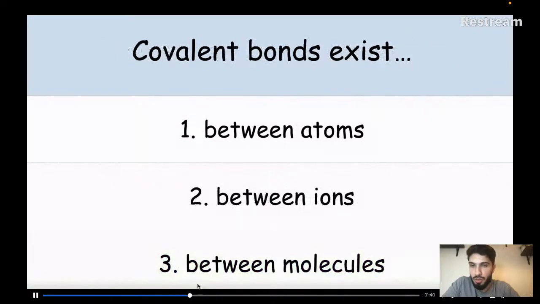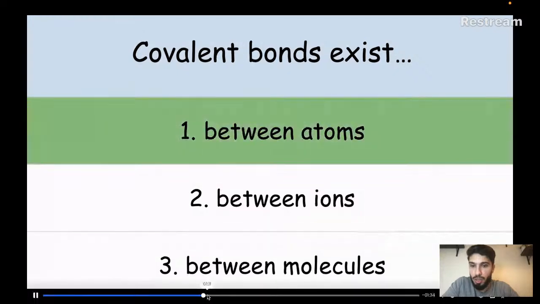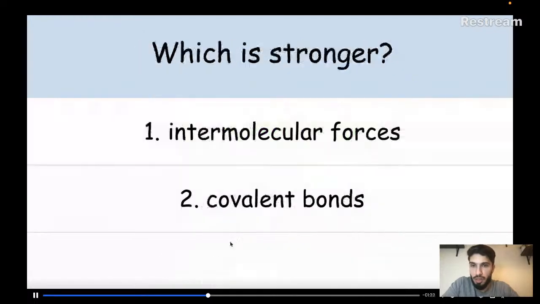Between molecules. Covalent bonds exist. Is it 1, 2, or 3? The answer is between the atoms. Which is stronger? Come on, please tell me you know this one. 1 or 2? 50-50 chance.